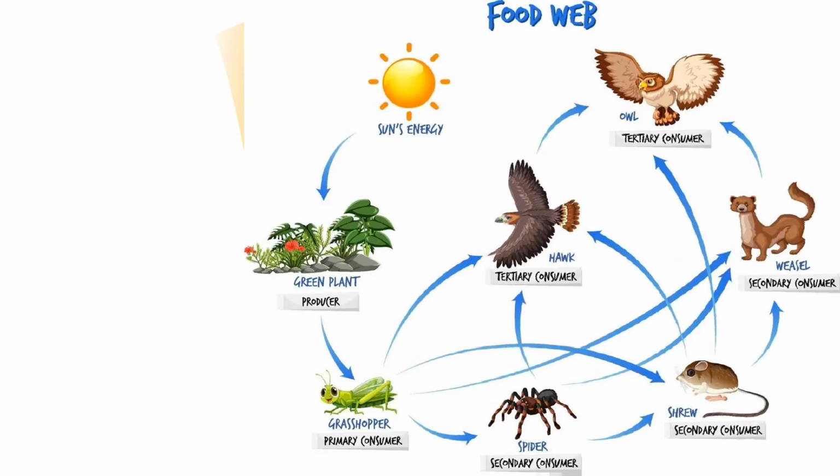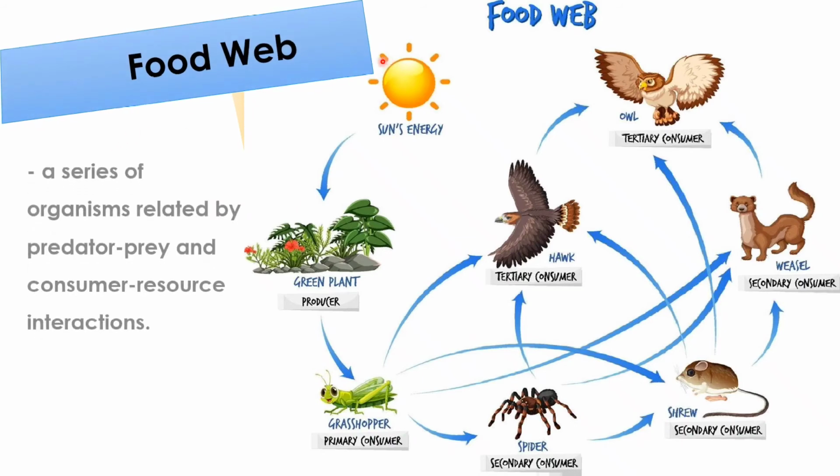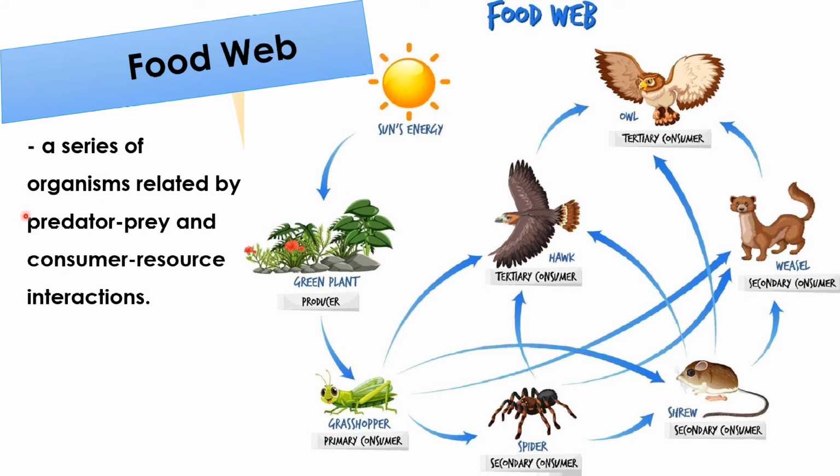Now let's have the food web. What do you mean by food web? A food web is a series of organisms related by predator, prey, and consumer resource interactions. When we say food web, it's a series of food chains. A food chain is just one line, but a food web is composed like this: from the sun to the producer, to the primary consumer.